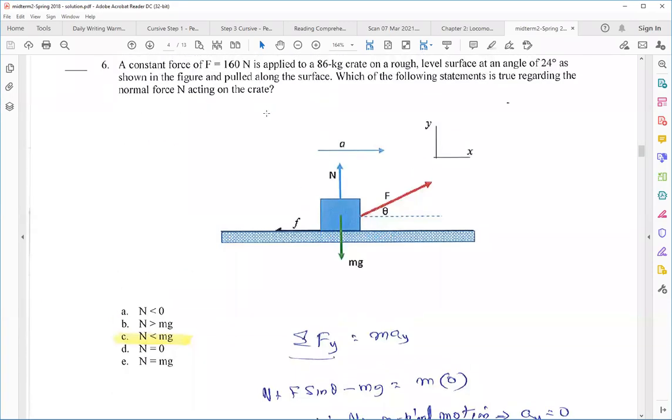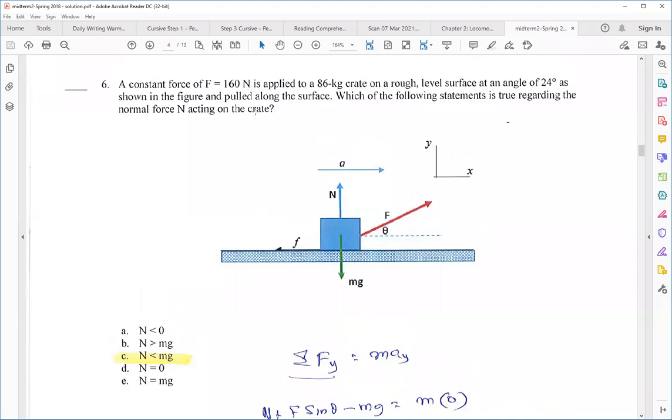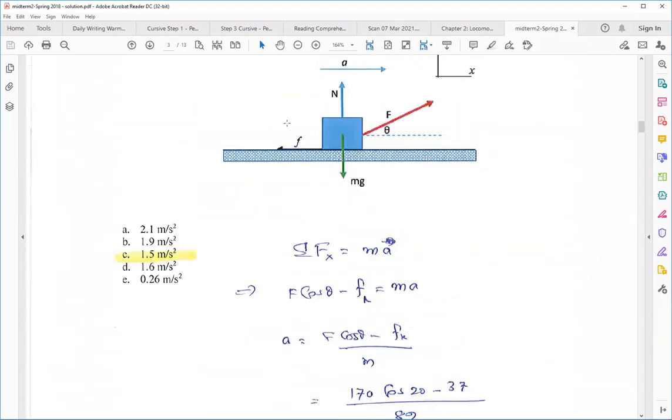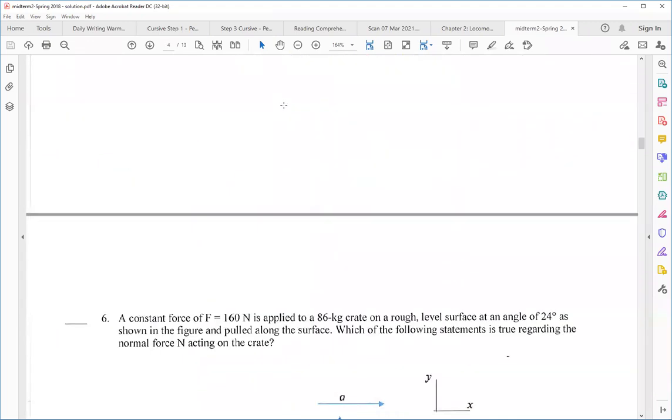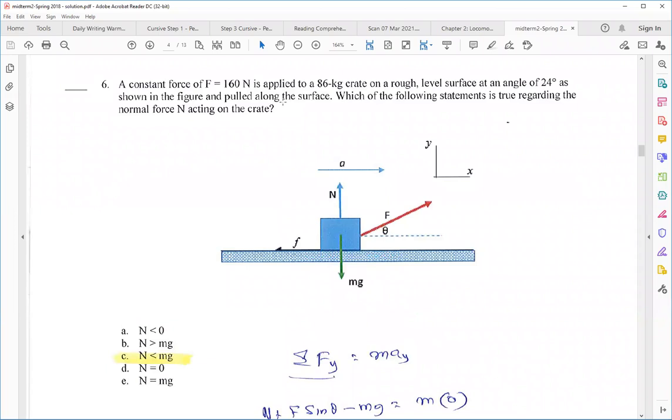Now, next question, a similar question. In fact, it's pretty much the same thing. Perhaps the numbers are slightly different, but we're asking you now for something else. So the force is now 160 instead of 180, something like that. You have 86 kilogram for the crate. The angle is now 24 degrees. Now we're asking you for the following.